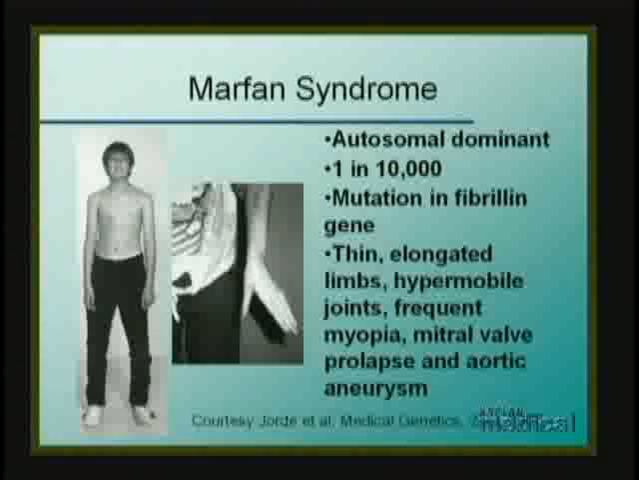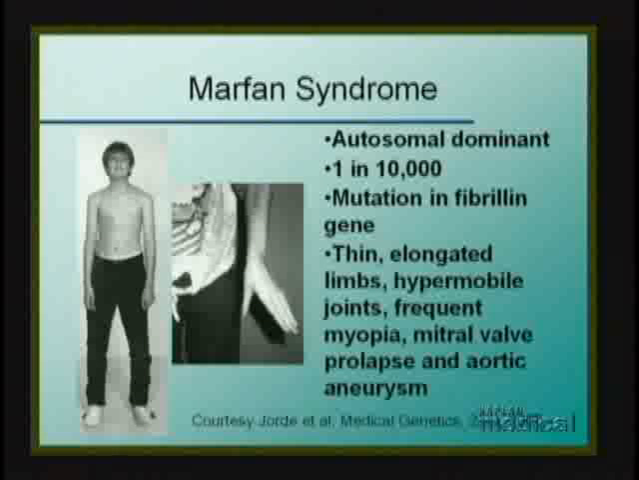So the idea with pleiotropy here is that anywhere in the body that fibrillin is located, the symptoms for Marfan syndrome can appear. And you can see some of the characteristics of these patients just by looking at the patient. These patients are very tall and thin. They have long, thin arms. And when they extend their fingers, they are said to have very long, spidery fingers.